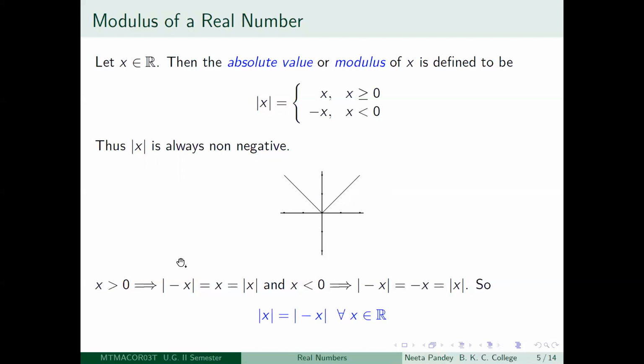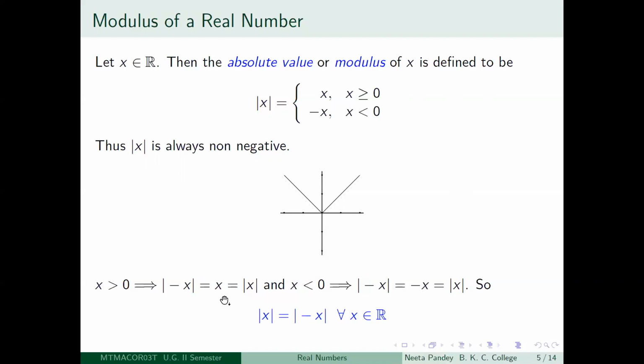And one thing you just notice from here very easily is that if you take any positive number x, then modulus of minus x will be what? Minus x is now negative, so it will be the negative of minus x, so it will be just x. So it is equal to mod x. Again, if you take a negative x, then modulus of minus x, now minus x has become positive, so modulus of minus x is going to be equal to minus x. And what is minus x? This is the modulus of x by definition.